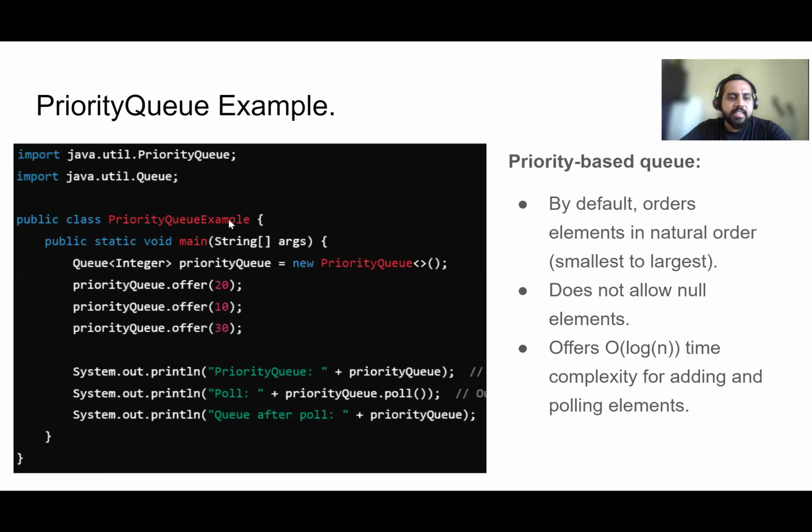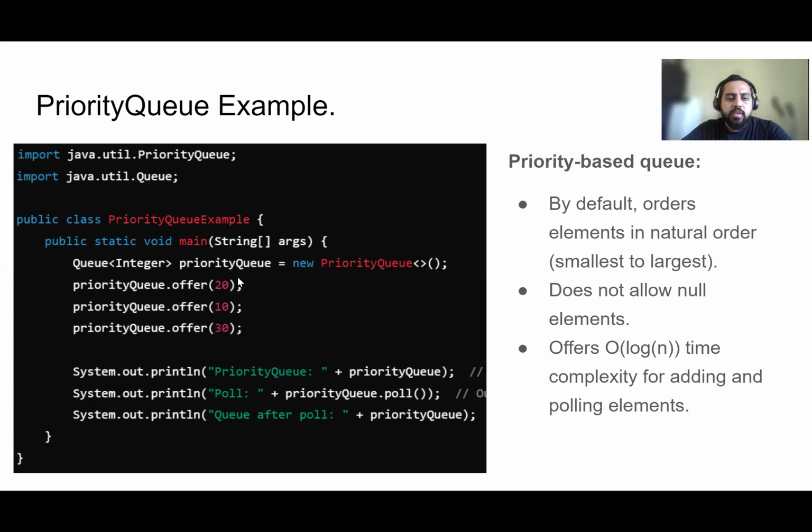So this is the syntax of a PriorityQueue. A public class with a main method, and I created a PriorityQueue object which I'm passing to a reference variable priorityQueue of type Queue, and the type of data I'm storing here is Integer. We have methods for this PriorityQueue. Offer is a method which will just add data to the collection. So priorityQueue.offer 20, priorityQueue.offer 10, priorityQueue.offer 30.